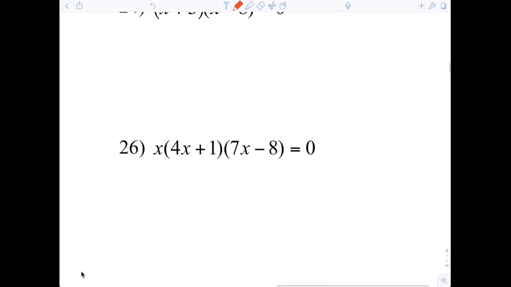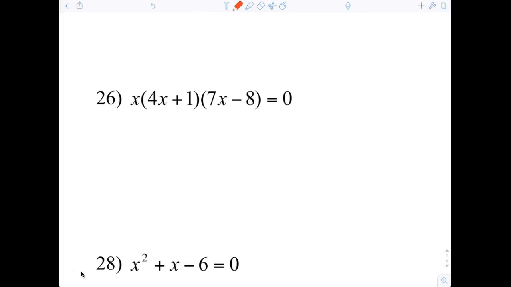All right. Let me see if there's anything else hard. Uh-oh. Look at 26. Is that one really easy or really hard? Really easy because it's already factored. How many answers are there? 3. We have a 1, a 2, and a 3. Definitely 3. Why is it 3? Because there are 3 x's. Does everybody agree? So the first factor, we would say x equals 0. Then we'd say 4x plus 1 equals 0. Then we'd say 7x minus 8 equals 0.